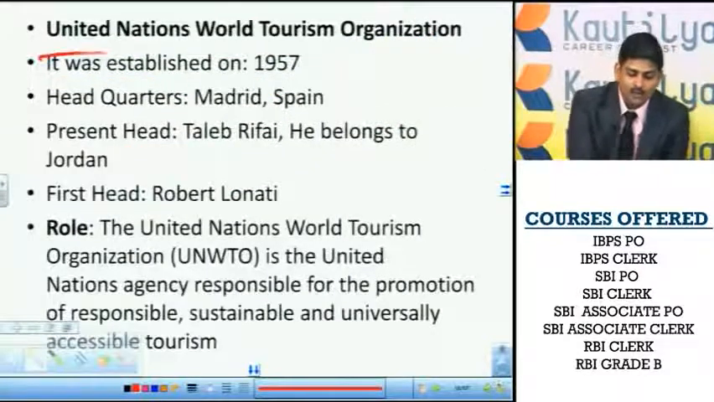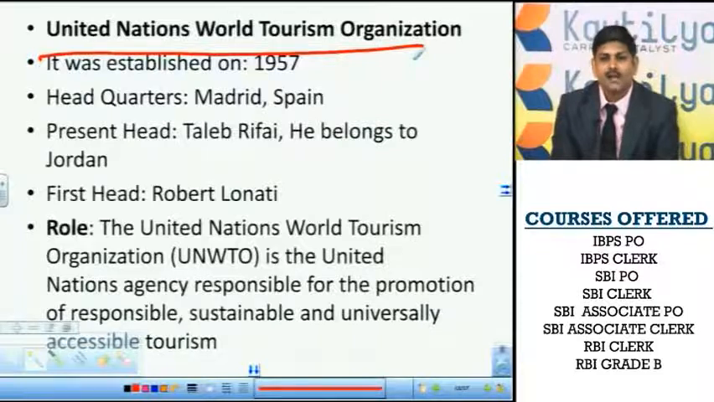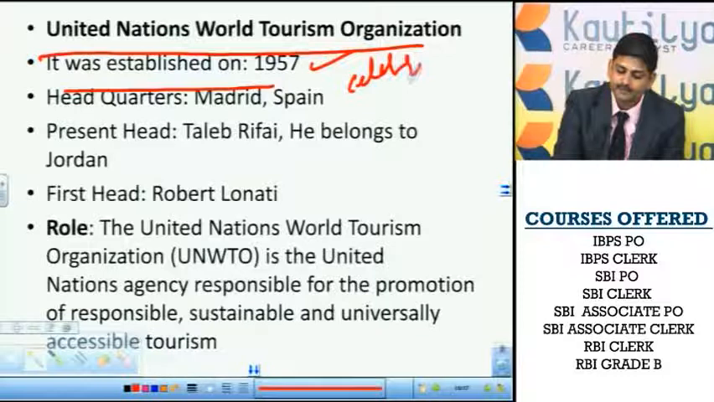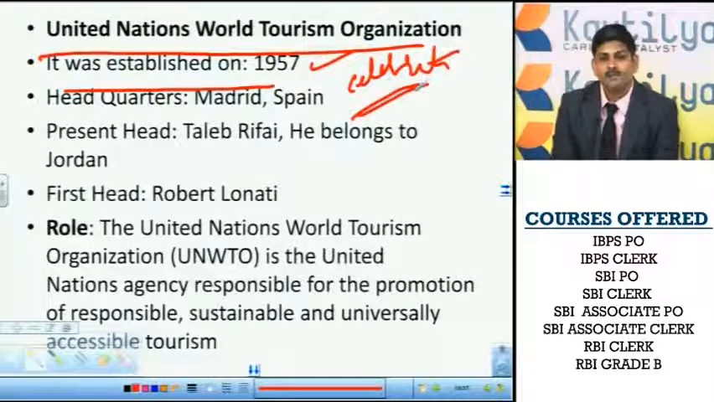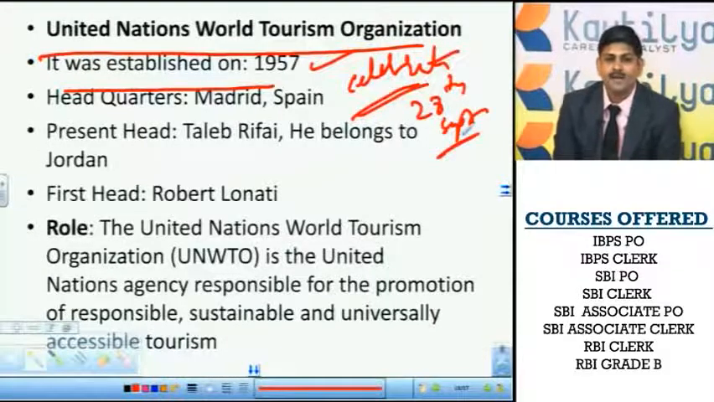Next, WTO. It's not the World Trade Organization. Here I am talking about UNWTO, the United Nations World Tourism Organization. Again, it is another important organization for human beings, and it is becoming most popular like other organizations of the UNO. It was established in 1957. So on which day do we generally celebrate World Tourism Day? 28th September. 28th September is celebrated as World Tourism Day.